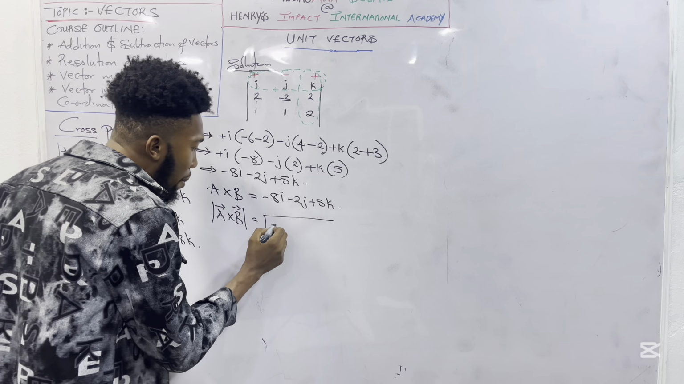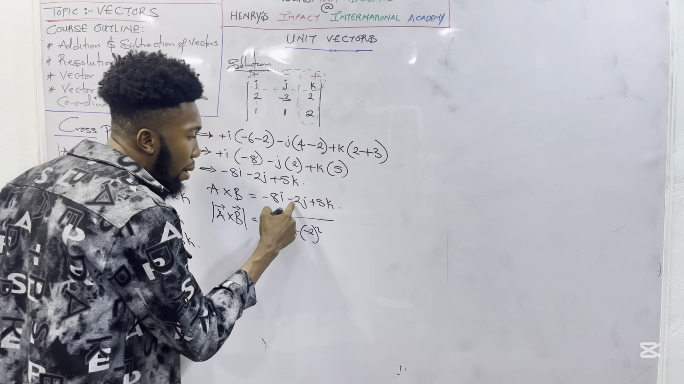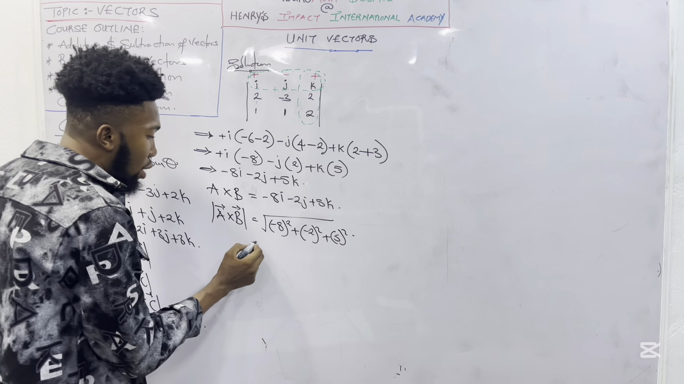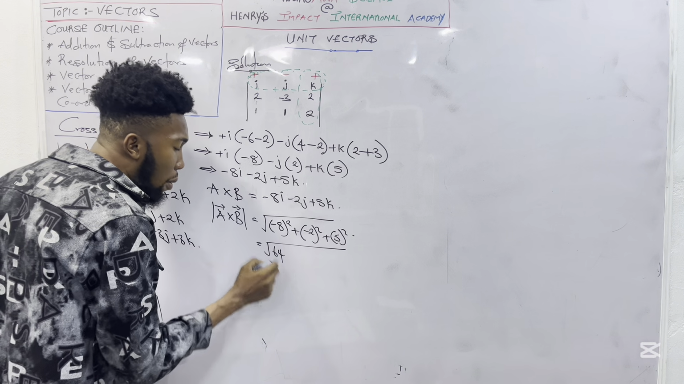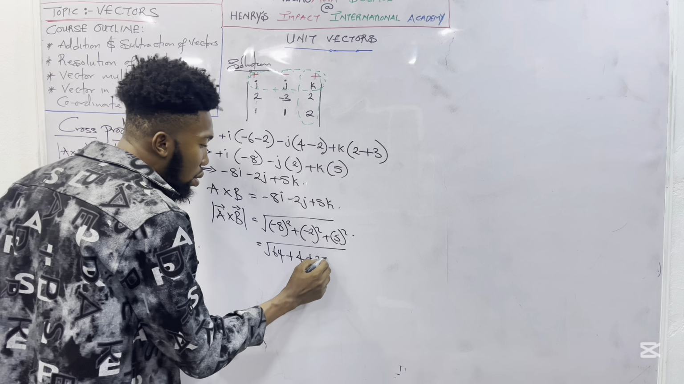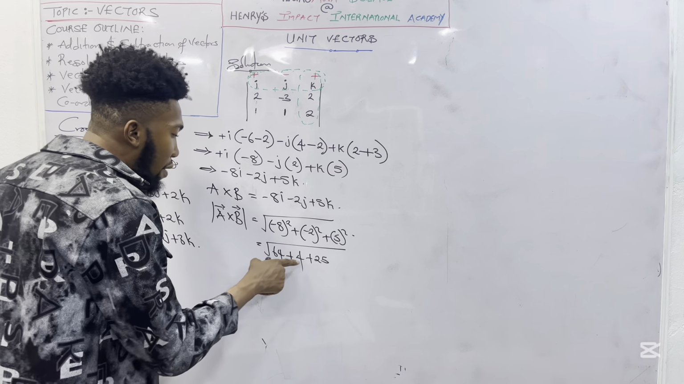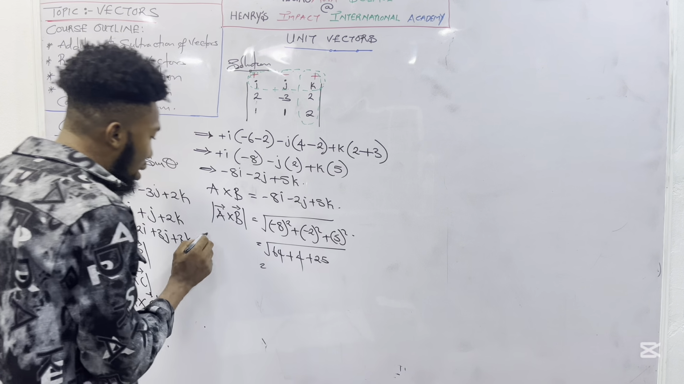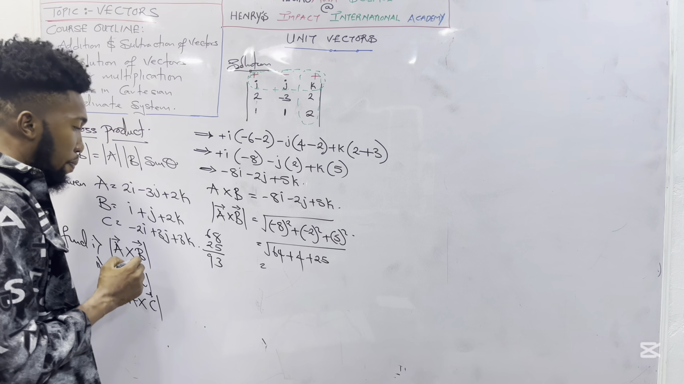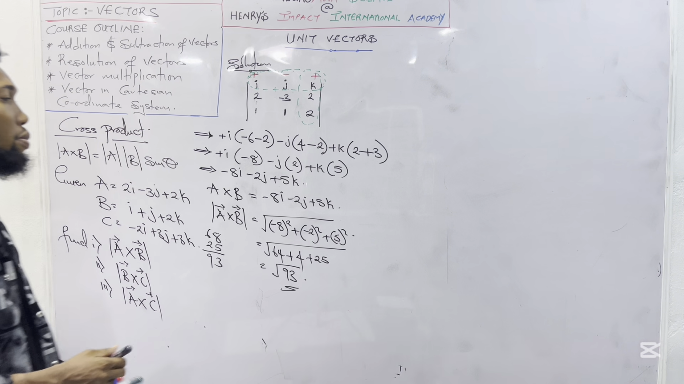We're having minus 8 square plus minus 2 square plus, what's the next one? 5 square. And that will be giving us the square root of 64 plus 4 plus 25. Yes. And when we solve this now, this will be giving us 68 plus 25, right? 68 plus 25, and I think that should be giving us 93, if we're not mistaken. So that gives us the square root of 93. And that becomes our answer.